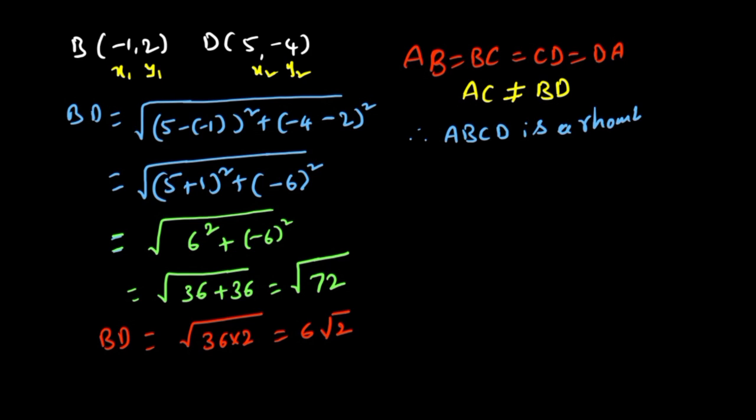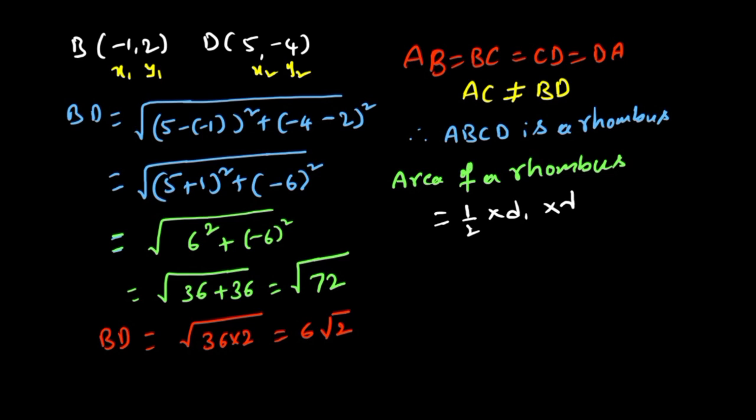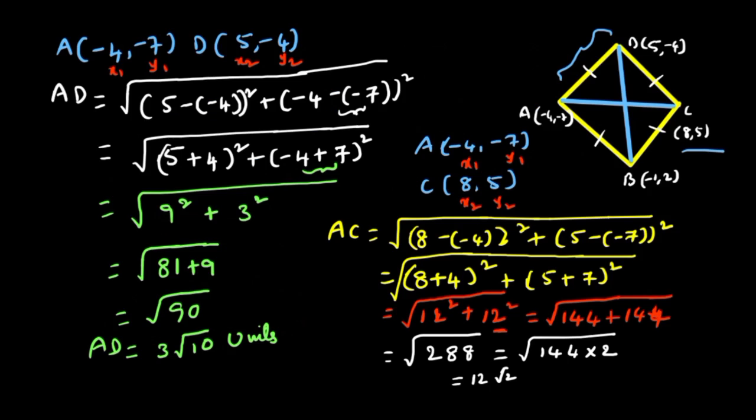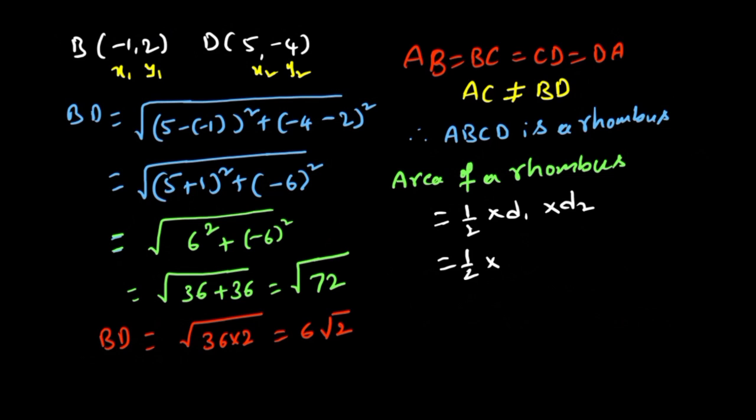Okay, so if it is a rhombus, then the question asked here is what is the area of a rhombus. The area of a rhombus formula is half d1 d2, half into d1 into d2. So what is d1 and what is d2? d1 is the first diagonal, which we got on the previous page, that is 12 root 2. So we write 12 times root 2, and d2 here we have 6 root 2.